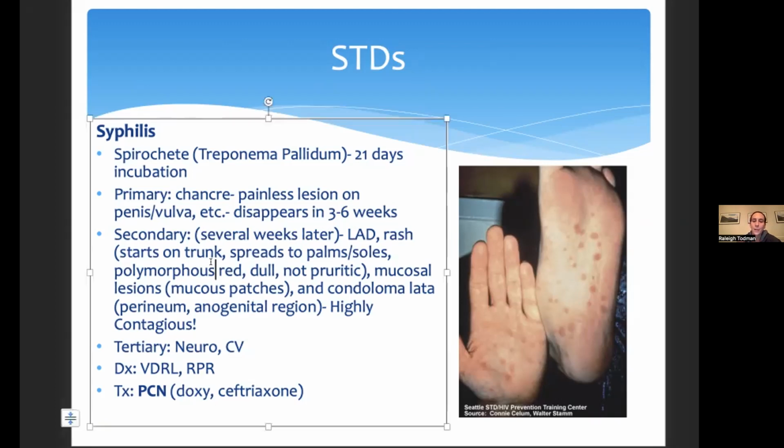Tertiary syphilis, I'm not going to go into it specifically, but involves neuro and cardiovascular involvement. And the treatment is penicillin, or doxy if you're allergic. But it's just important to remember the rash of secondary syphilis is very contagious and can be missed.